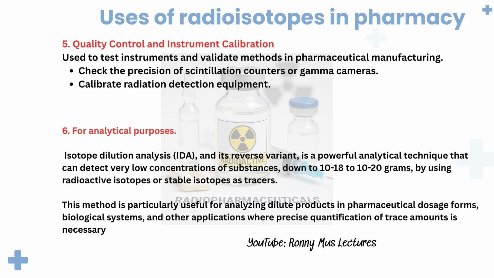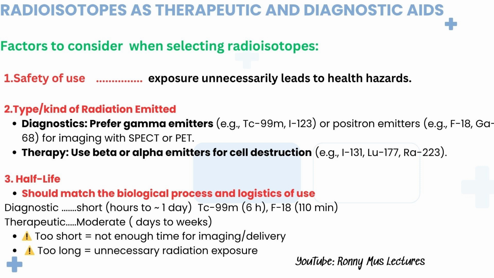So they will check the position of scintillation counters or gamma cameras. And a scintillation counter is an instrument that is used to detect and measure ionizing radiation. They can also be used to calibrate radiation detection equipment. Last but not least, they are used for analytical purposes. For example, isotope dilution analysis. Radioisotopes as therapeutic and diagnostic aids.